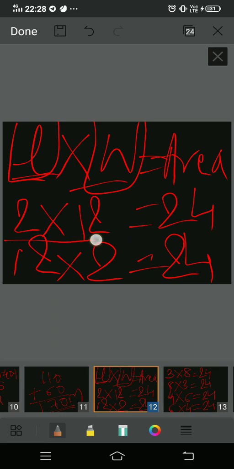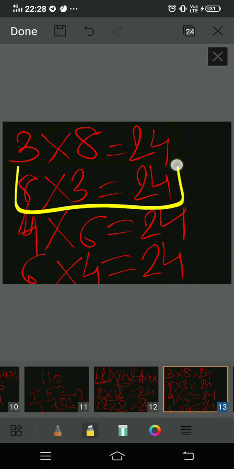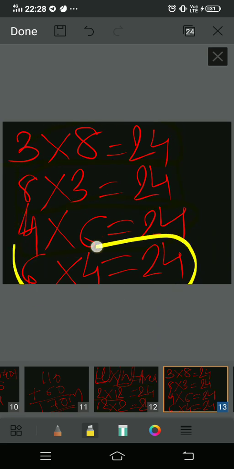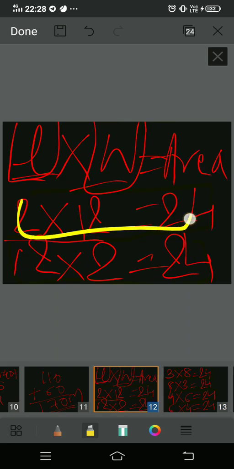2 into 12, 2 12s are 24, 12 2s are 24, then 3 8s are 24, 8 3s are 24, 4 6s are 24, 6 4s are 24, and we need only 4, so you can choose any numbers from this. आप कोई भी number यहाँ से choose कर सकते हो. Any two sides, okay? Either you take the side 2 into 12.